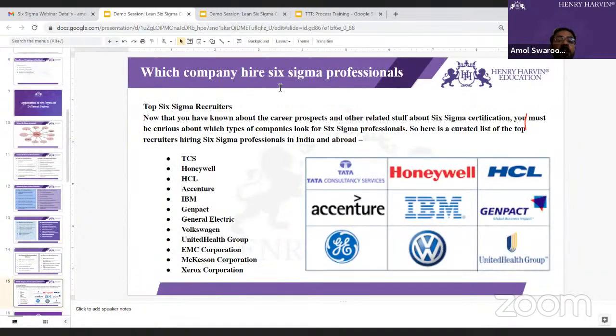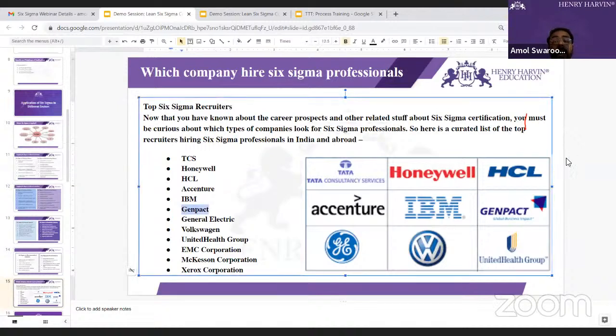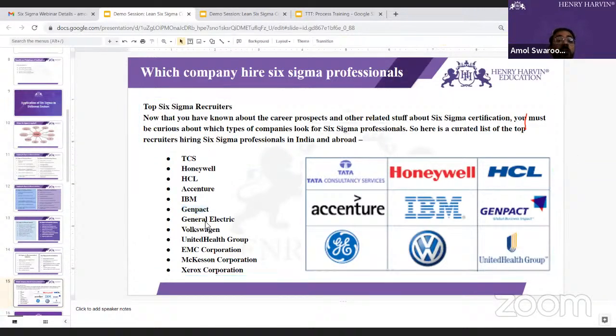Which companies hire Six Sigma professionals? The companies you have heard of: TCS, Honeywell, HCL, Accenture, IBM. Genpact happens to be one of the major companies hiring Six Sigma experts. General Electric, Volkswagen, United Health Group, EMC, McKinsey, Xerox, JP Morgan, Motorola, CFM International, Safran International, Callians Group, and Eaton Company. Eaton always asks for a Continuous Improvement Manager. They pay quite a good salary to these people, right?